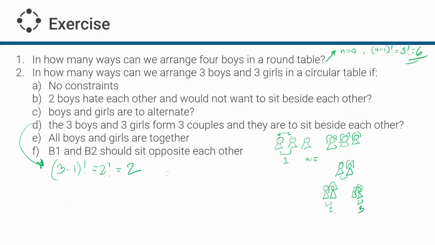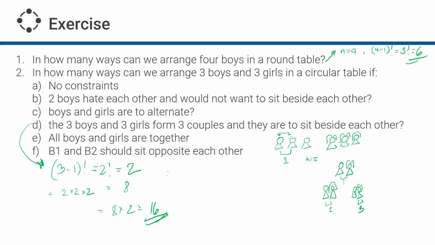Now, within each couple, the boys and girls can switch places. So for each one, they can switch places, right? So we have 2 times 2 times 2 for each one. So there are a total of 8. Now, we can multiply them together as the principle of counting techniques: 8 times 2 equals 16.